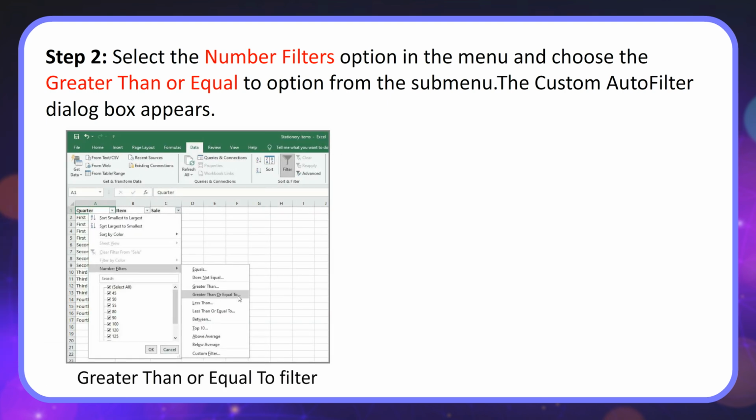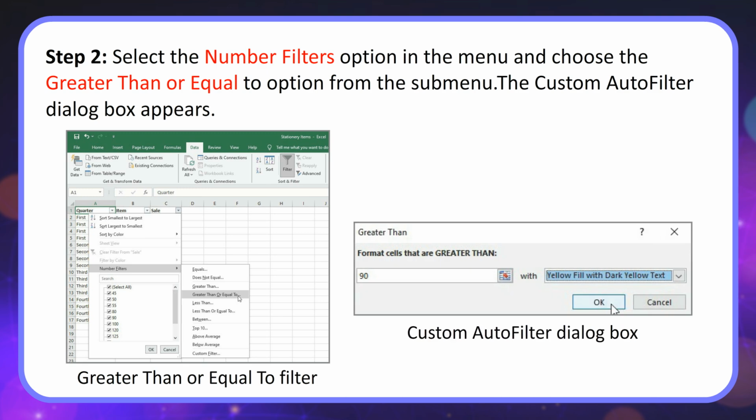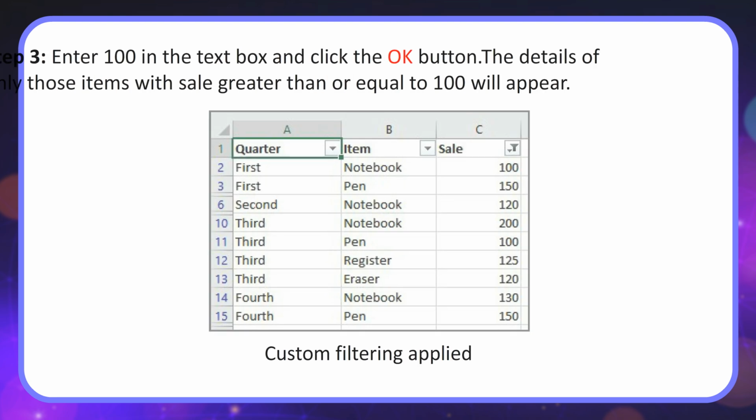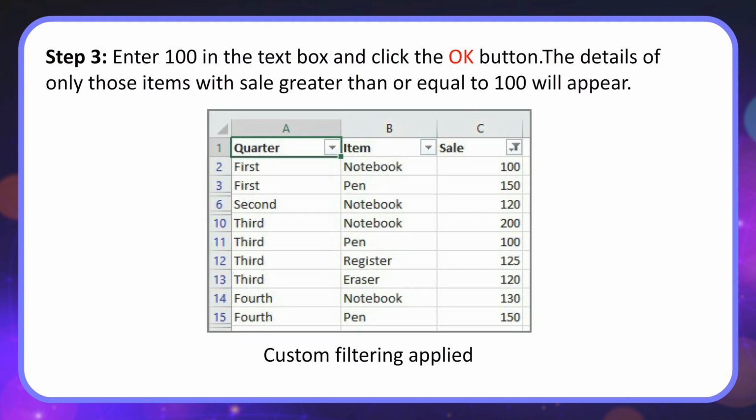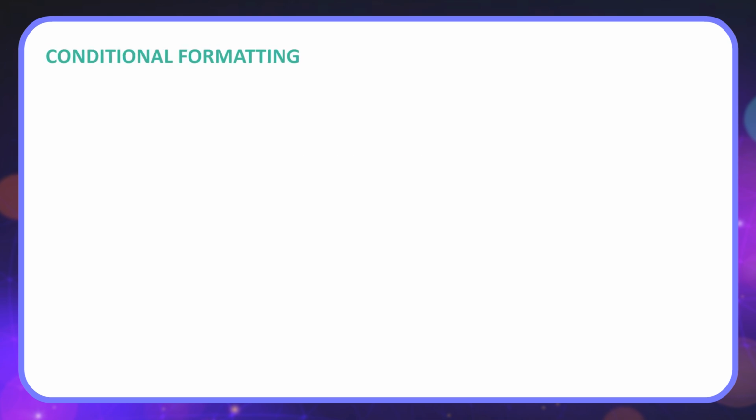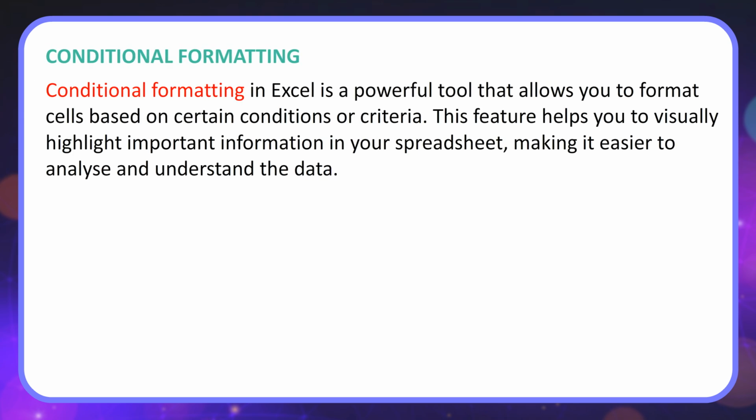Greater than or equal to filter. Custom Auto Filter dialog box. Step 3. Enter 100 in the text box and click the OK button. The details of only those items with sale greater than or equal to 100 will appear. Custom filtering applied.